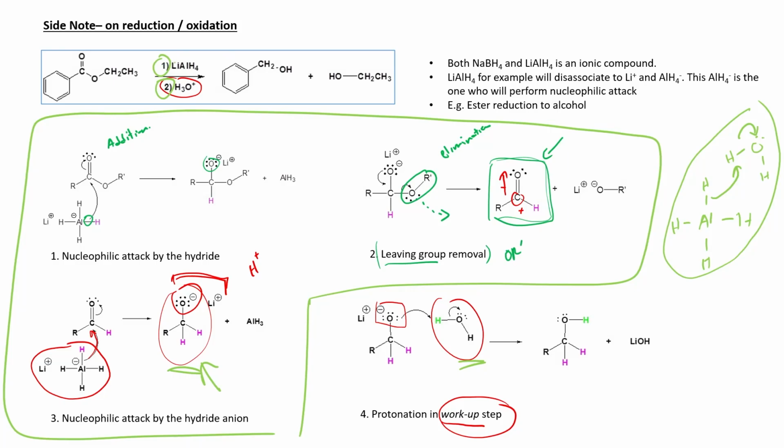Number 1 means that you need to complete this reducing process first, and only then you add water. That's why it is protonation in the workup step. The workup step is the second step, done after the first step is finished. Normally they add dilute acid or water in order to protonate the oxygen here. When you protonate the oxygen, you get this alcohol. So that is basically ester reduction to alcohol.